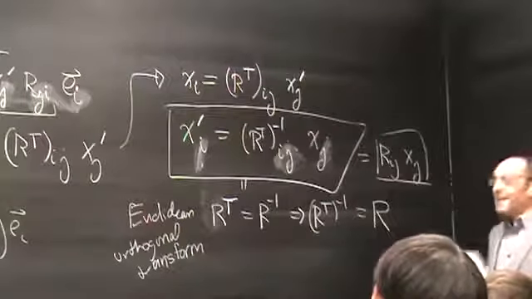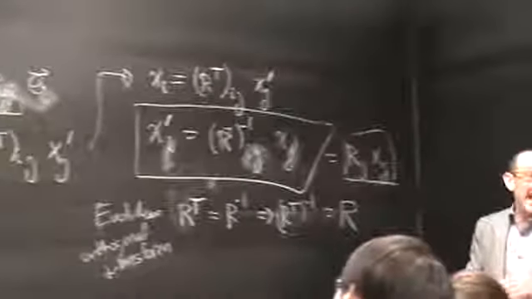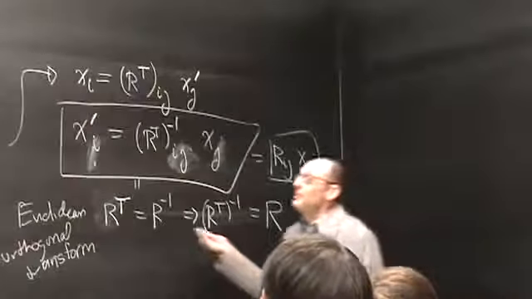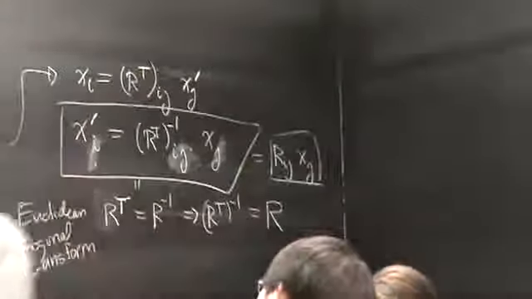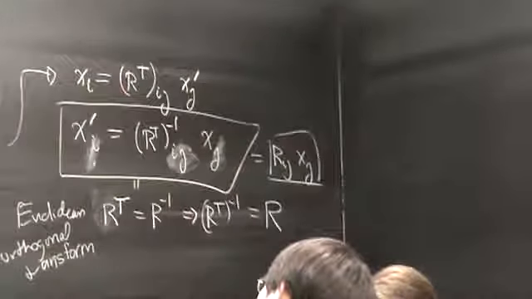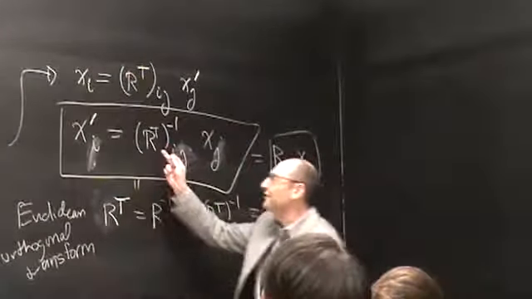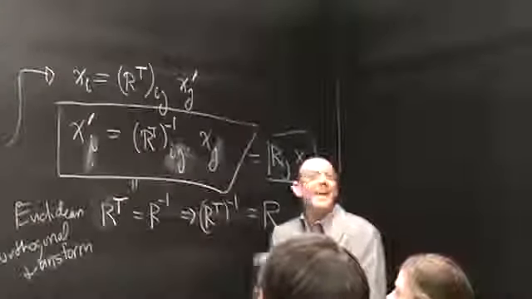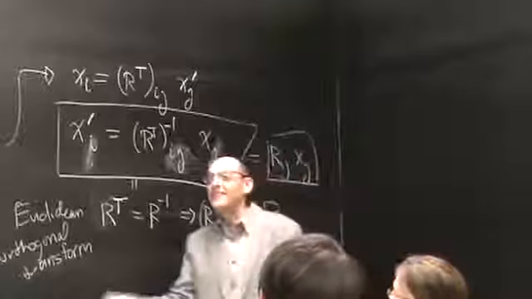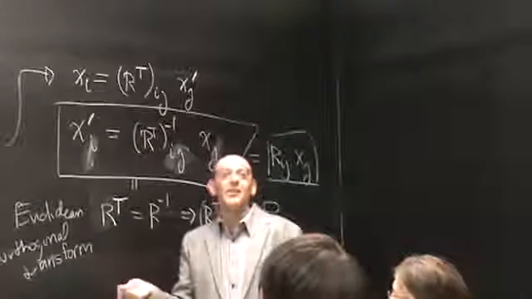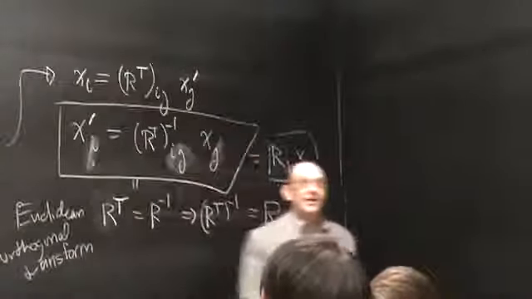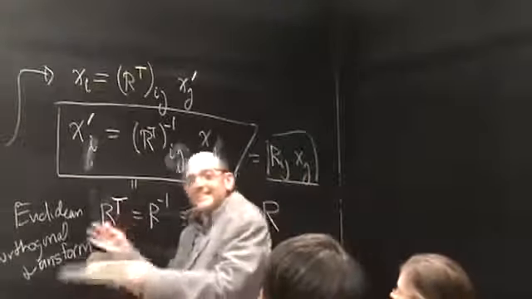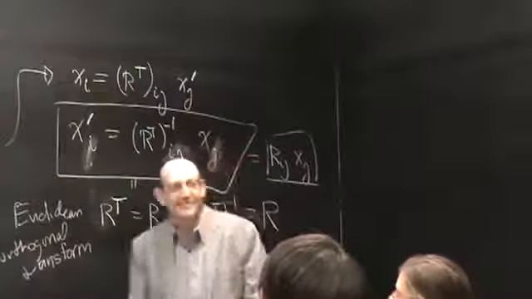But that's not true in Minkowski space. So the things that transform according to R are called covariant, and the things that transform according to the inverse transform are contravariant. That's where those terms covariant and contravariant come from that we'll see in the semester. That's why I'm doing all this very tedious stuff, because we're going to need it.